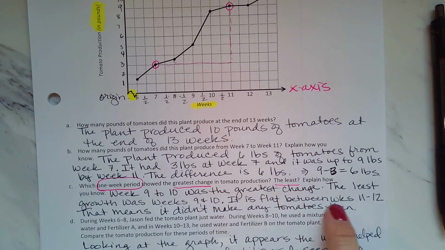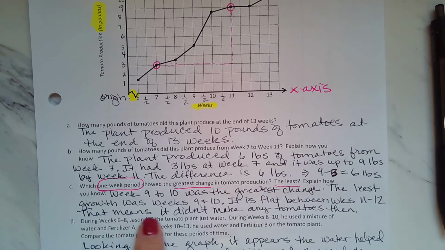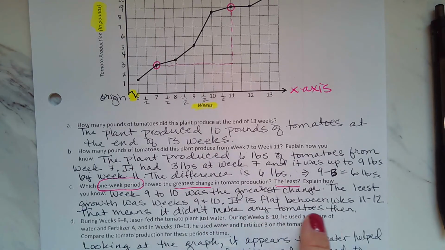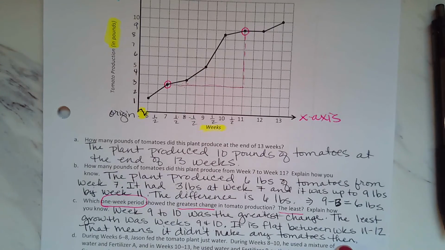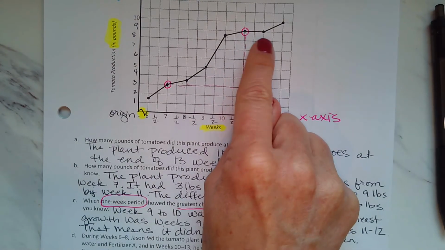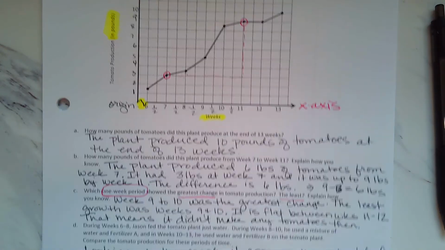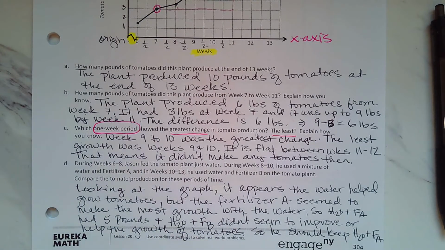It is flat between weeks 11 and 12. That means it didn't make or grow any tomatoes then. It just was flat. Just flat. It didn't do much.